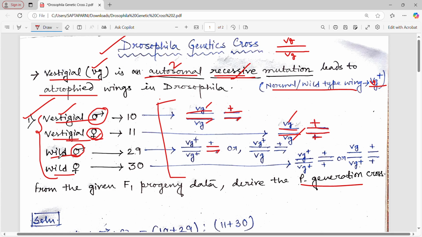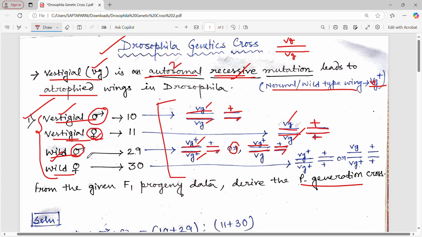Now it is wild type. That means either both second chromosomes can contain vg plus, that is the normal or wild type allele, or one autosome may contain vg plus and the other autosome may contain the mutant allele vg. Obviously there will be an X chromosome and a Y chromosome here too. So there could be two types of genotype for the wild male.